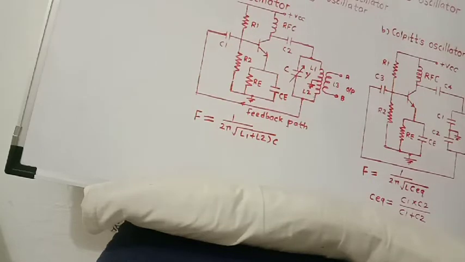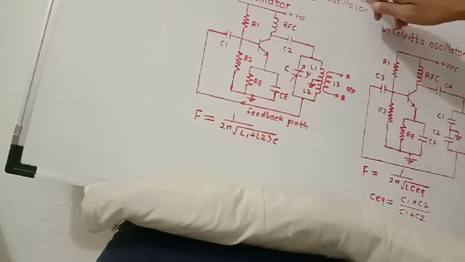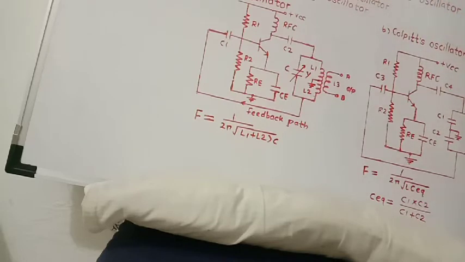So first we will study the LC oscillator. There are two types of LC oscillator. First is the Hartley oscillator and second is the Colpitts oscillator. Today we will learn about the Hartley oscillator and Colpitts oscillator, how they generate oscillations, or how they produce AC waveforms with various frequencies. First we will study the Hartley oscillator.